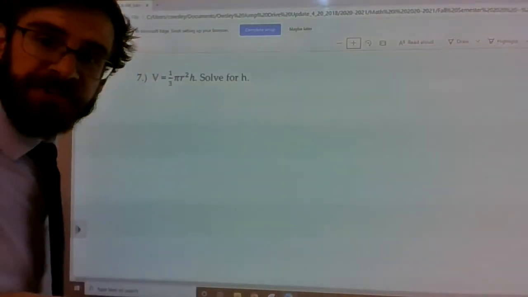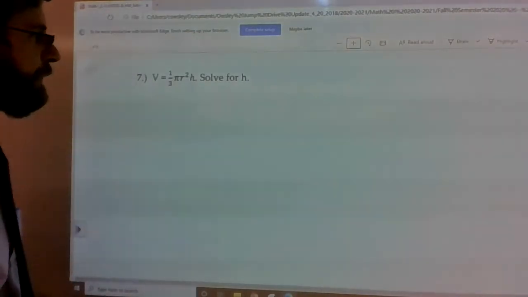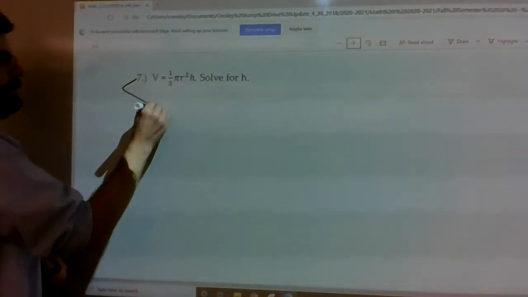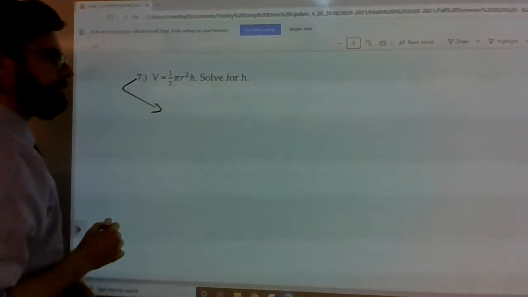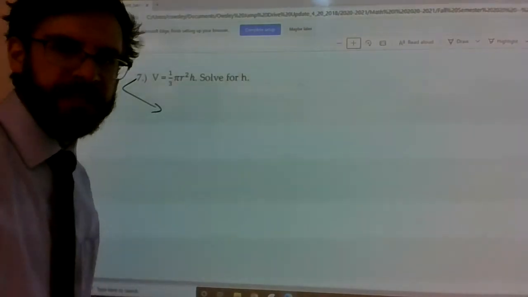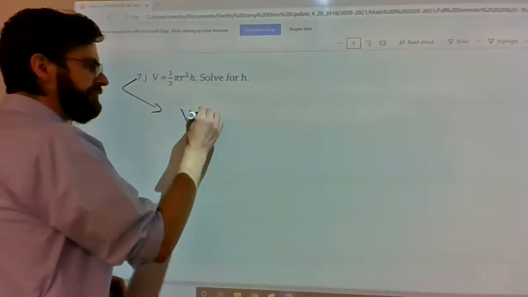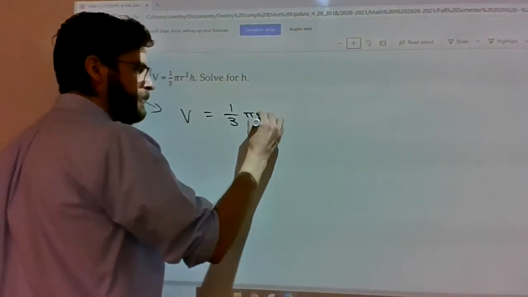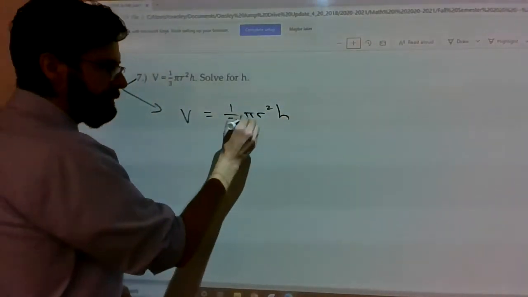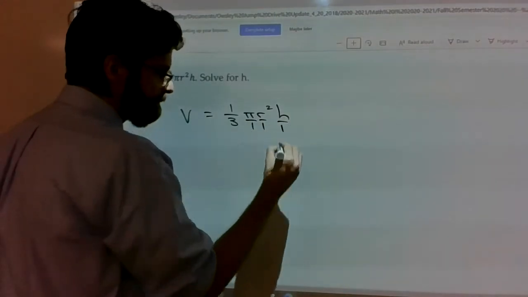All right, again, I would pause the video. See if you can get h by itself on your own for this particular problem. All right, so here's what you should have done. You should have done something very similar to the first example we did on these notes. You've got V equals 1/3 pi r squared h, the volume formula for a cylinder. You should have put everybody on the right over 1.